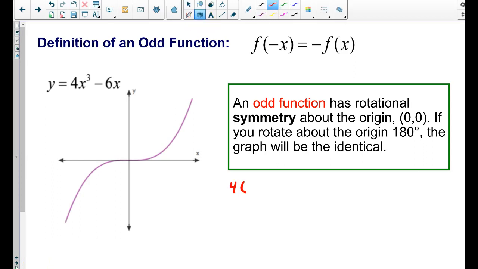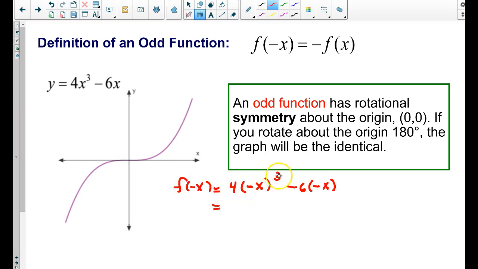As I said, we can also determine this algebraically. If I substitute a negative x into the original function and it's the same as the negative of the original function, then we have an odd function. Well, what do we mean by that? Here's our original function, 4x cubed minus 6x. Wherever I see an x, I'm going to replace it by negative x. And then I'm going to simplify this.